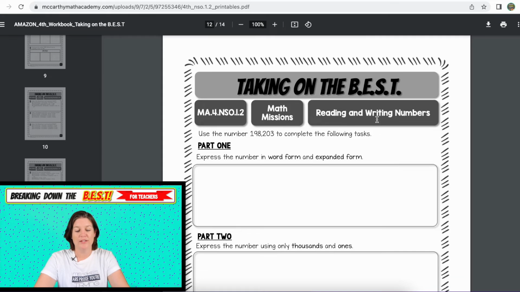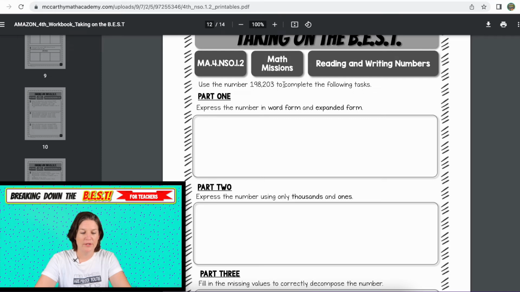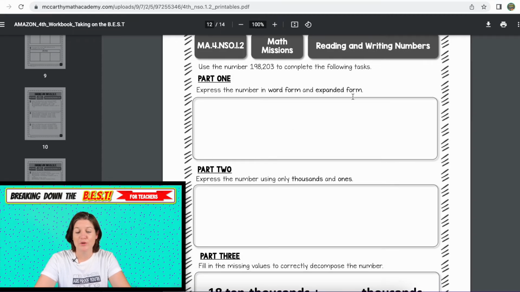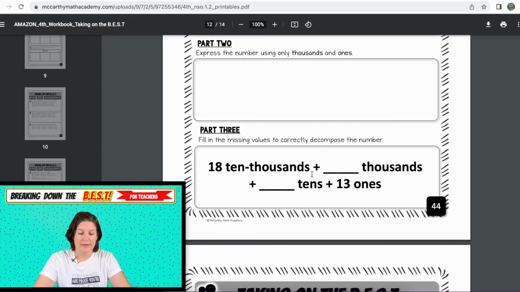And then I love including the math missions because this is a way to take the entire standard and put it all together. So you can see for this math mission, they have a number, they have to express it, which just means to write it in word form and expanded form. And notice it doesn't limit them to which type of expanded form. They can just select which one they want to write for that one. Here, express the number using only thousands and ones. This is the way to decompose the number. And then here, where they have to plug in how it would correctly decompose the number, another way to do it.